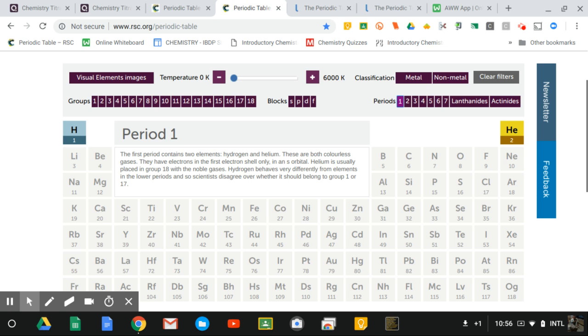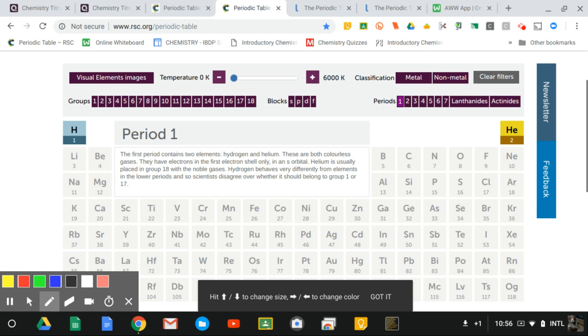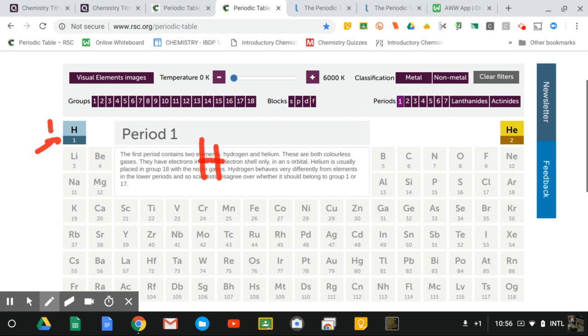Like on group one, if I get my pen, this one here, I think I can use this one. Let me get a correct color. Hydrogen is on period number one. You can see that on the periodic table, and the atomic number is one, so it will have one electron and one proton.